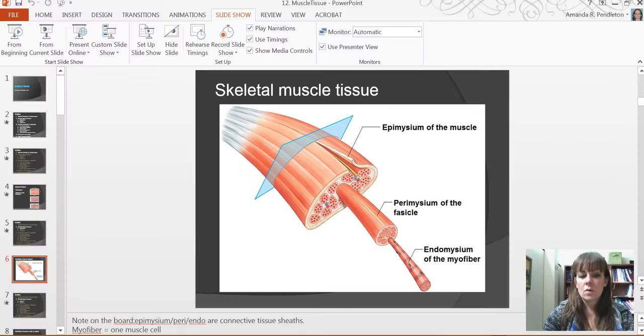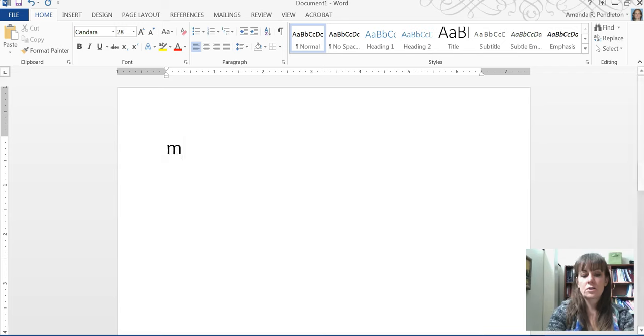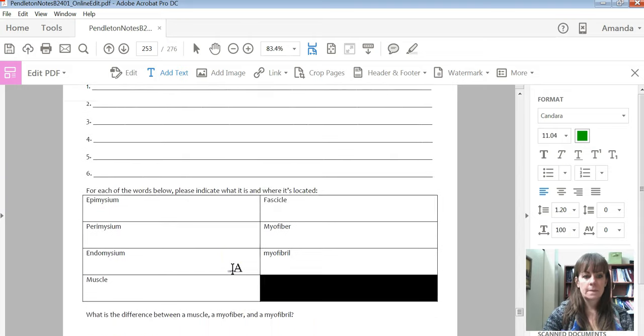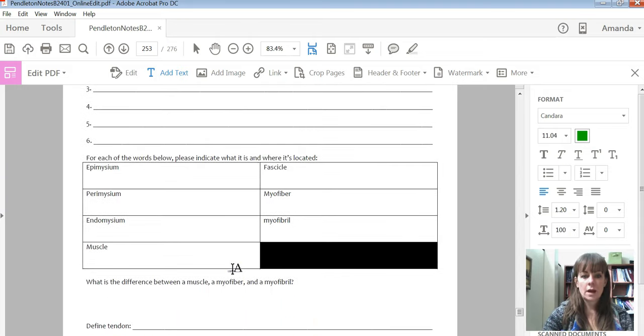One thing on your vocabulary words that I want to make sure you get is that a myofiber is the same thing as the muscle cell. So if we're coming here to your notes packets, down to here, a myofiber is the same thing, as we just said, as the muscle cell. Endomysium is connective tissue surrounding one muscle cell.